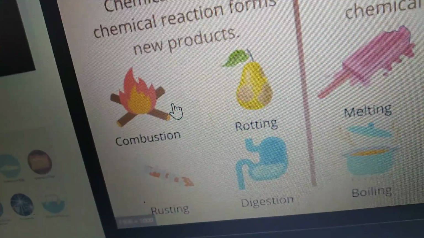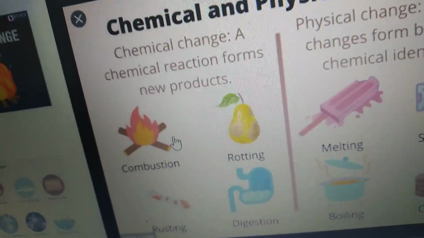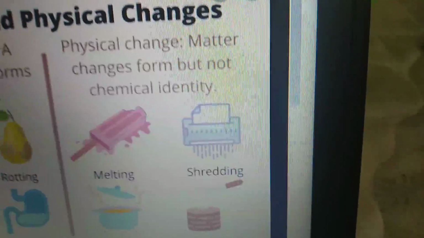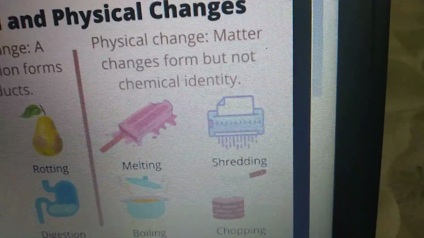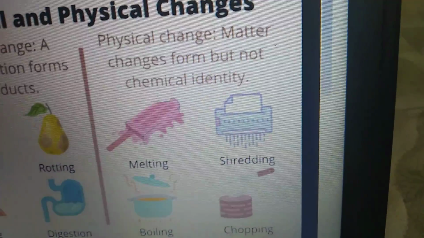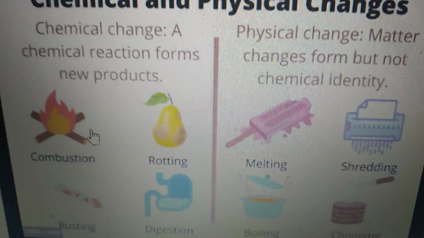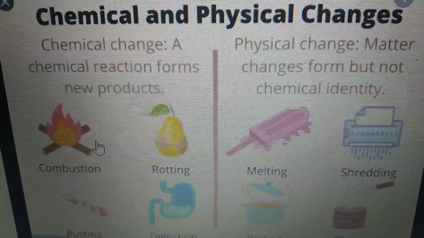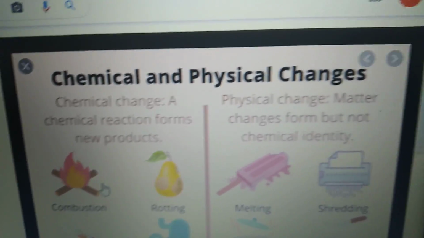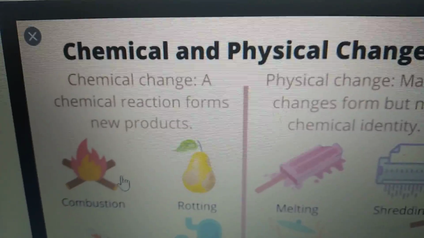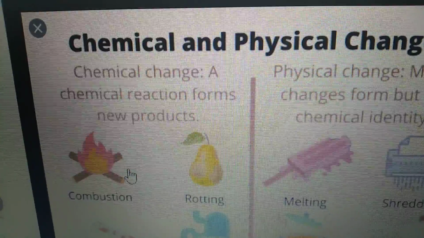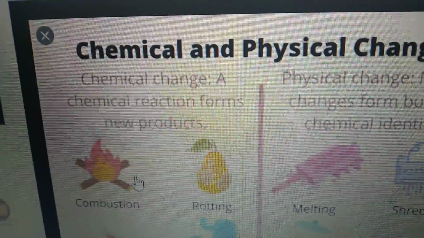See here. So let us take physical change. Matter changes form but not chemical identity. That means a physical change is one in which a substance may look or feel different, but the internal composition of the substance remains the same. Physical changes are reversible changes.